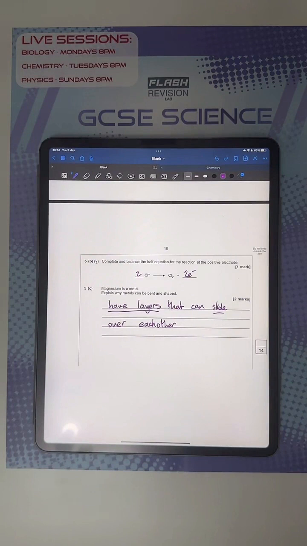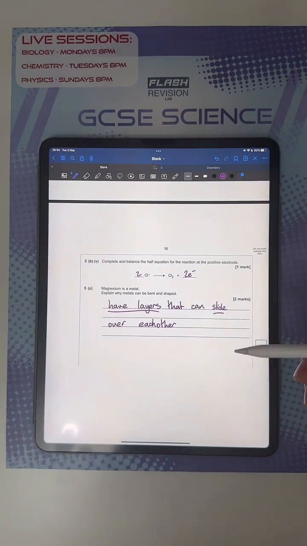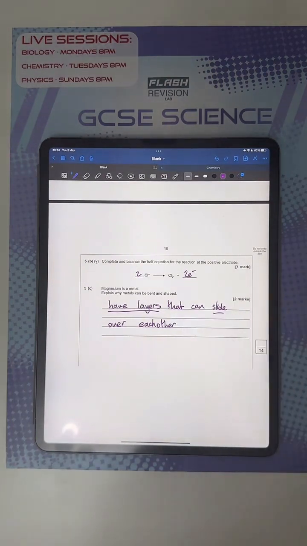Not lattice structure. They do have lattice structure, but that doesn't explain why they're bent and shaped. Not intermolecular forces. Intermolecular forces only happens for molecular substances, so covalent ones. If you want to, we have a live on bonding on YouTube, so you can go and take a look at that. I explain all those differences in that, so you can basically tell the difference.